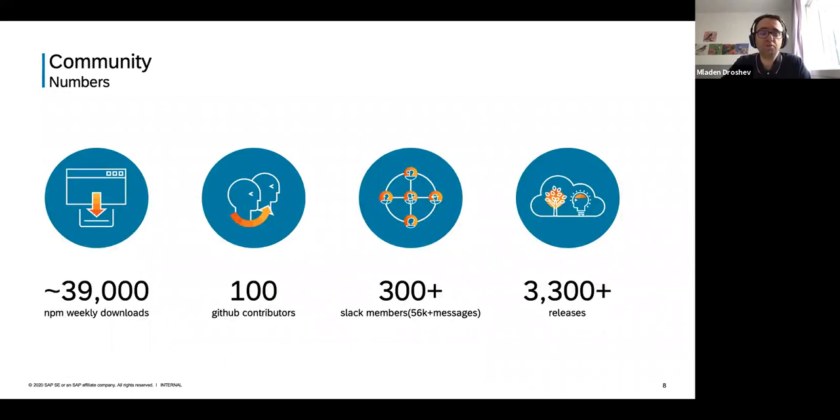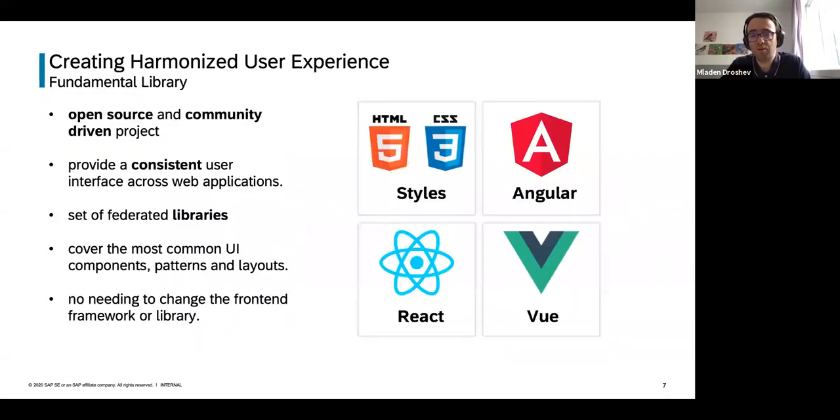A little numbers, or before the numbers. So we created Fundamental Library Styles, but we didn't stop there. We went to see what are the most common frameworks or libraries that all these acquired companies in the CX space were using. And obviously, they were using Angular, React, and Vue. I mean, the most popular front-end libraries and frameworks, apart from Marketing Cloud and some part of Service Cloud using UI5.